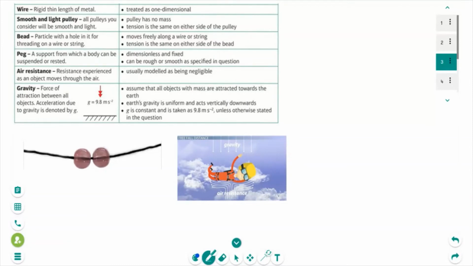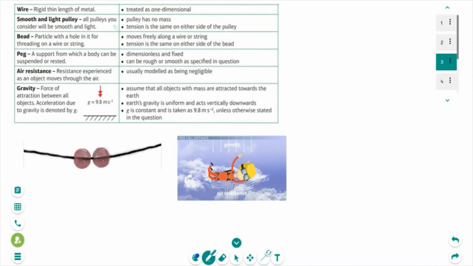Okay, the bead. A bead is a particle with a hole in it for threading on a wire. So on my left, I've drawn a diagram. Basically, it's like a necklace. So a bead is like a single particle with a hole in it, and the bead moves freely along the string. Peg, a support from which a body can be suspended or rested. Don't worry, you'll see it when we do the questions.